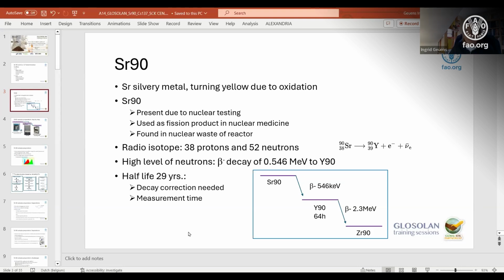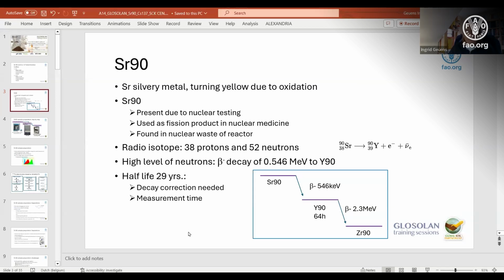It doesn't stop there, because yttrium-90 itself is also unstable, and it goes with a half-life of 64 hours towards zirconium-90. Zirconium-90 is a stable isotope. So you have two beta releases before you go into a stable isotope. It is these releases that we will measure.